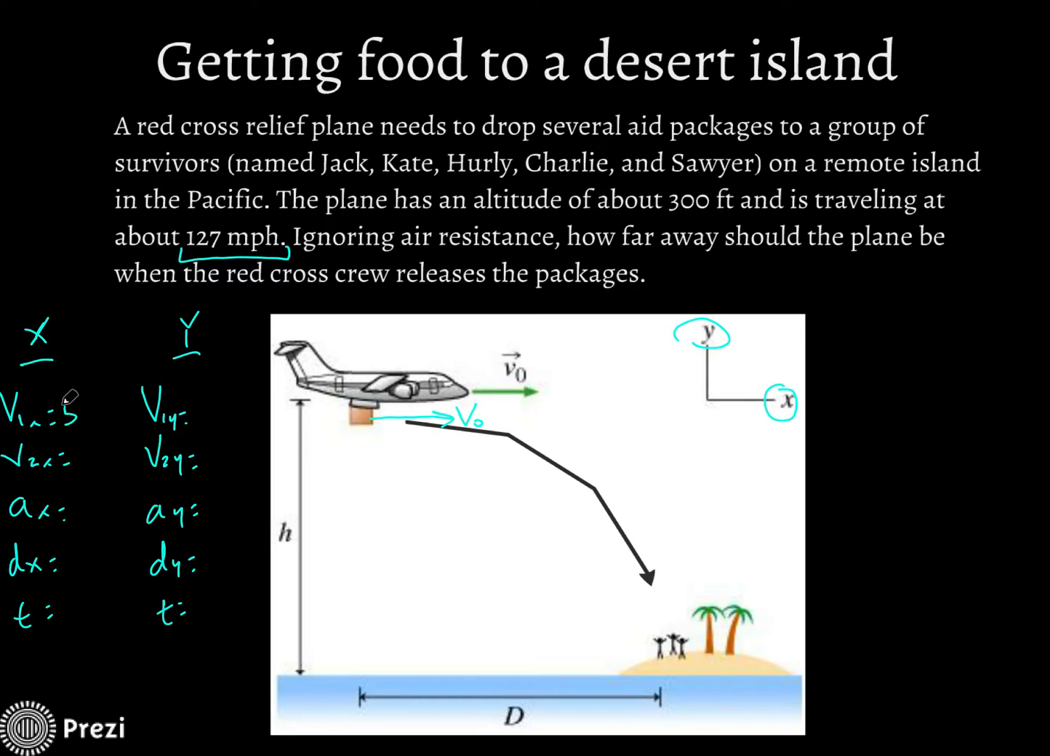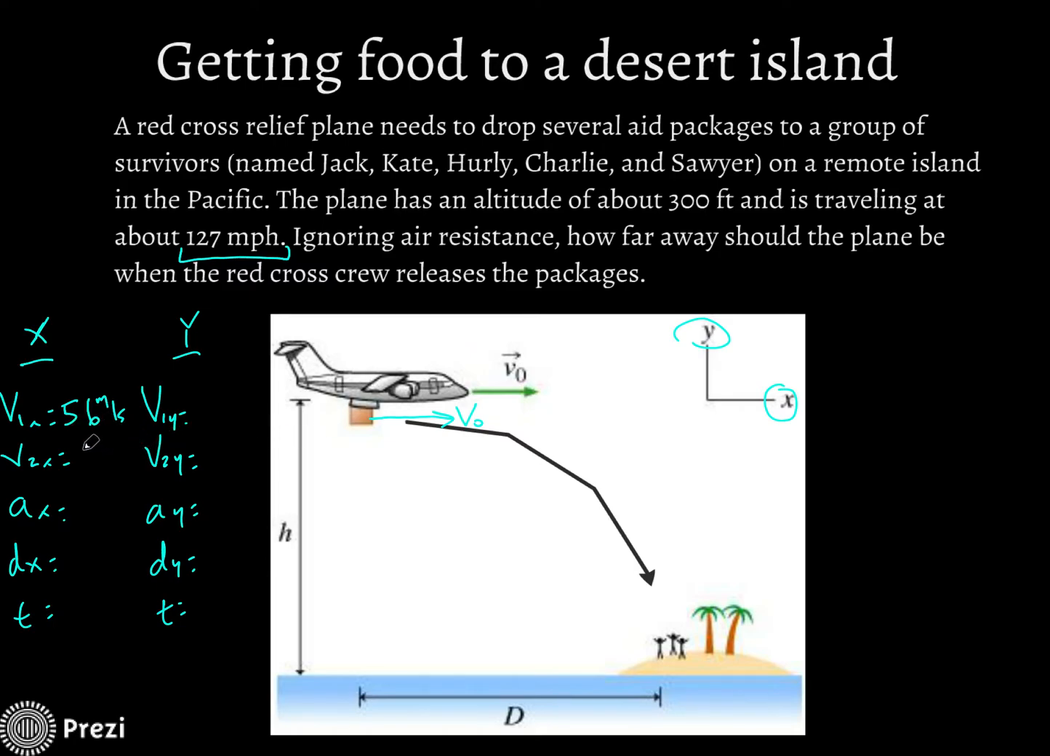127 miles per hour is 56.77 meters per second. 56.7, we'll say 56.8. You know what? We're just going to say 56 to make this problem a little bit easier. We get the hang of it, right? We get the idea. So the initial velocity in the x direction is just 56 meters per second.